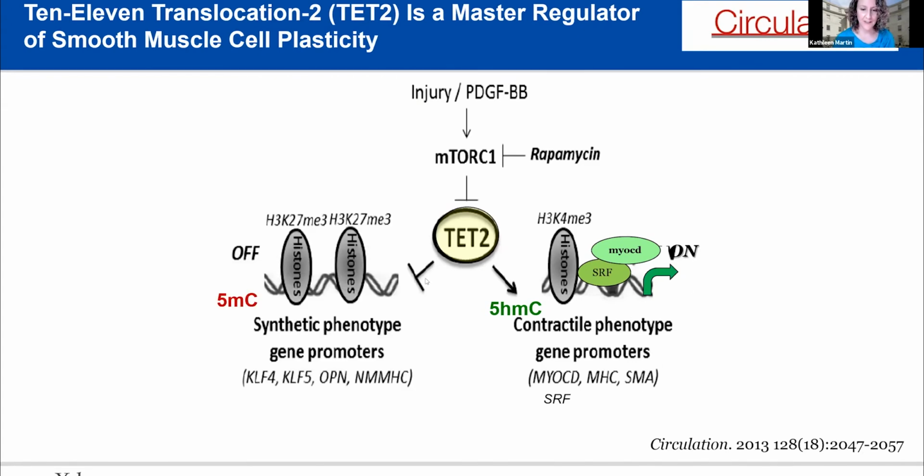Now, on the other hand, TET2 activity promotes methylation and repression of the chromatin at synthetic gene promoters, including KLF4 and KLF5, which are master transcription factors for the dedifferentiated phenotype. Now, in addition to this catalytic activity in regulating DNA methylation, we found that TET2 also influenced histone methylation marks. And we speculate that this is through interaction with other chromatin modifying enzymes.